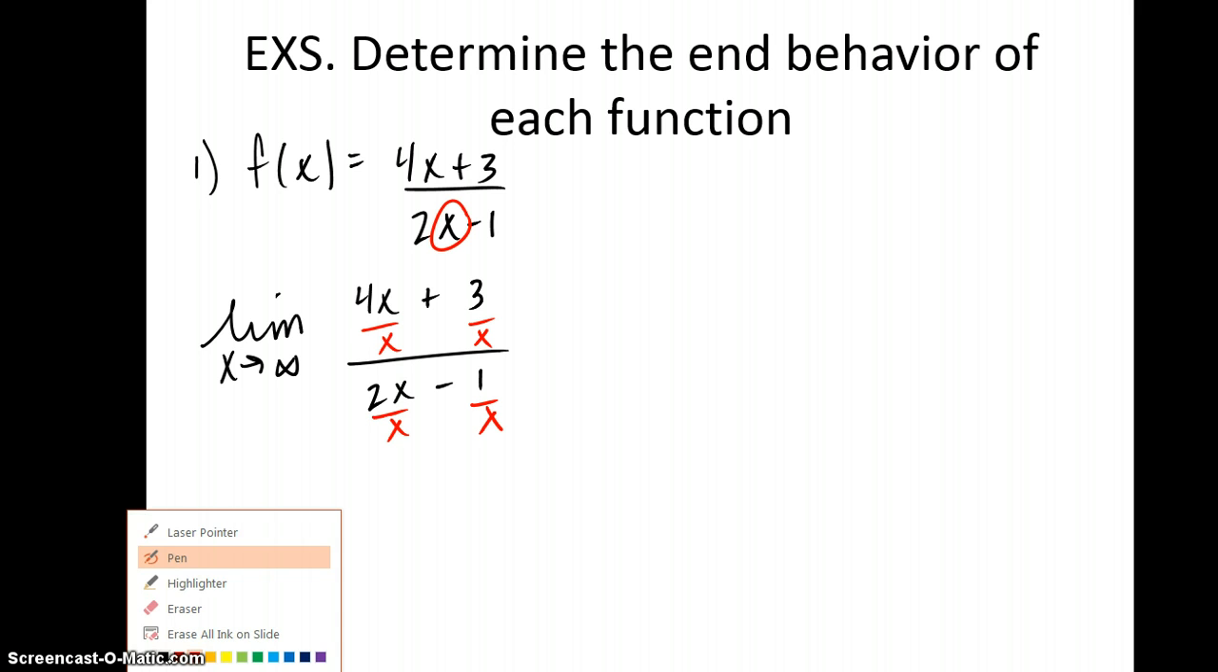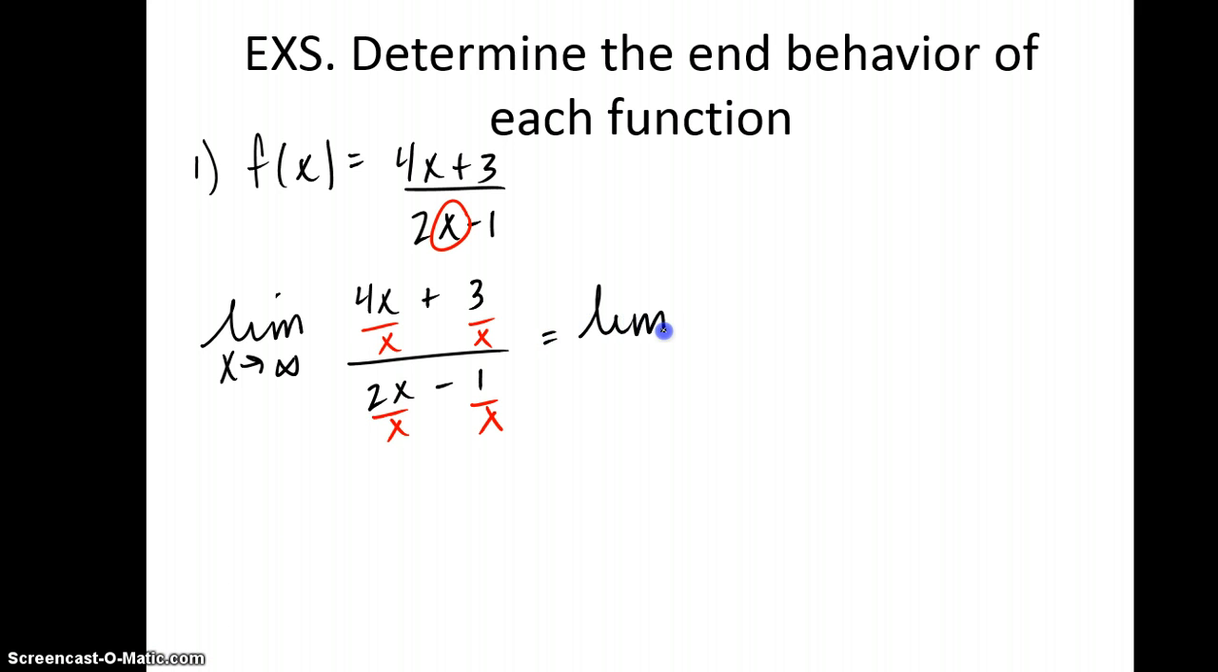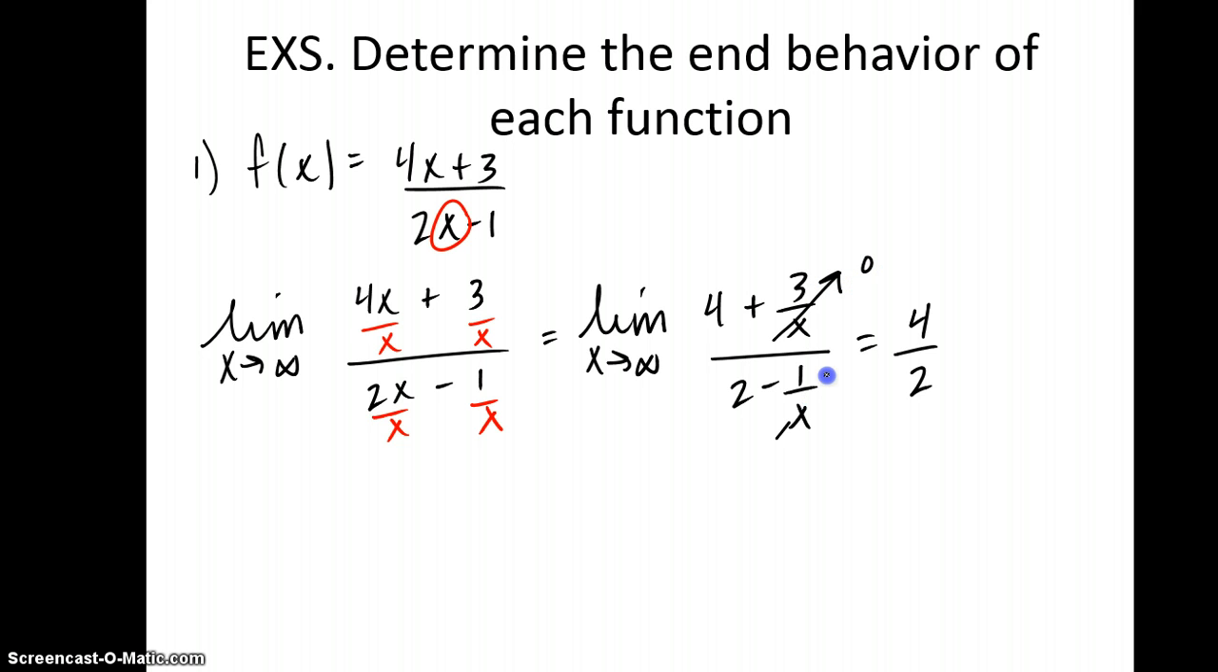Okay, so after you divide each term, we'll simplify the function. So I get 4 plus 3 over x divided by 2 minus 1 over x. Now evaluate the limit of each simplified term. Well, the limit as x approaches anything, whether a number or infinity, of a constant value is itself. So the 4 over 2 will remain from the bottom. From the theorem on the previous slide, this limit approaches 0, as does the limit of 1 over x. So the limit of this function, the limit as x approaches infinity, would be positive 2.